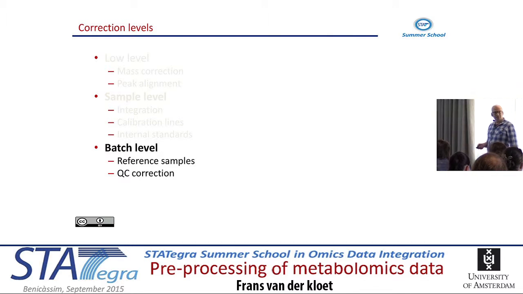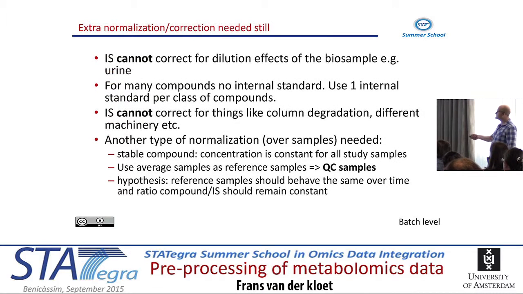Then finally we arrive at batch level, because we think we are already there, but we're not. We also have some corrections at batch level. What do they correct for? An internal standard cannot correct for dilution effects of the biosample. For example, urine: I can have effects from urine sample to urine sample, and urine is a real notorious one at that.